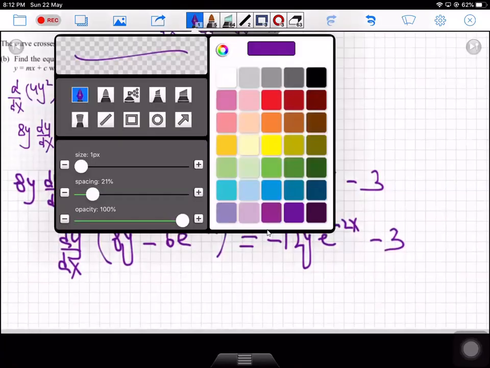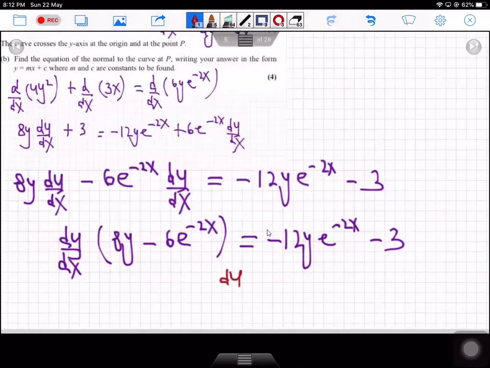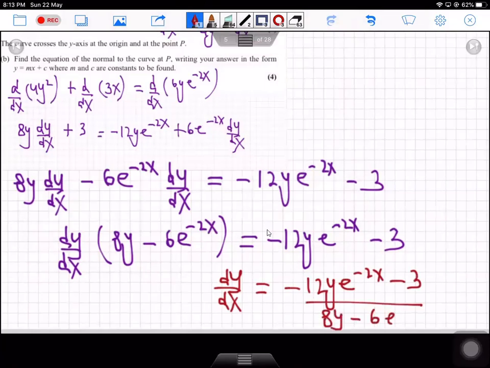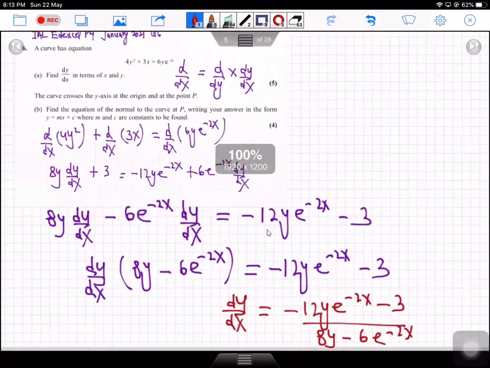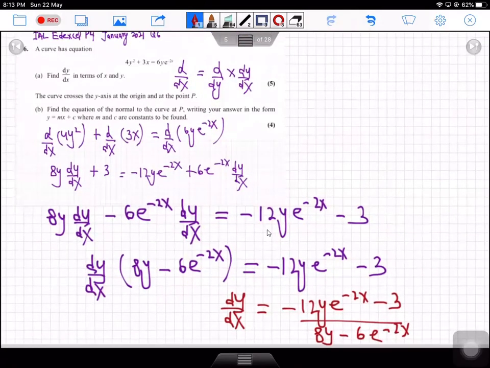So therefore, dy over dx is equal to minus 12y e raised to the power minus 2x minus 3, and then divided by 8y minus 6e raised to the power minus 2x. And as you can see, any particular form of dy over dx is not required over here. So yeah, you can leave your final answer like this.